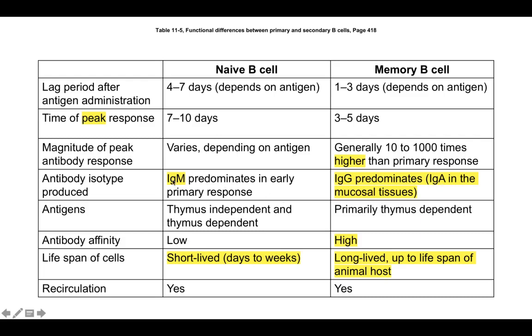So IgM is made first from naive B cells that are activated. Memory B cells have already class switched to either IgG or IgA, and so that's why they wouldn't make predominantly IgM. You also get a lot higher affinity for the antibody, and these are long-lived B cells.